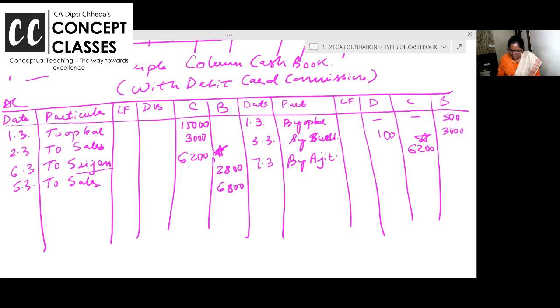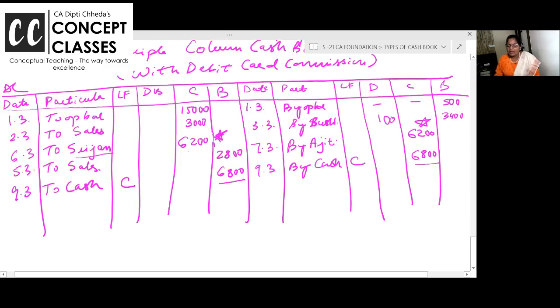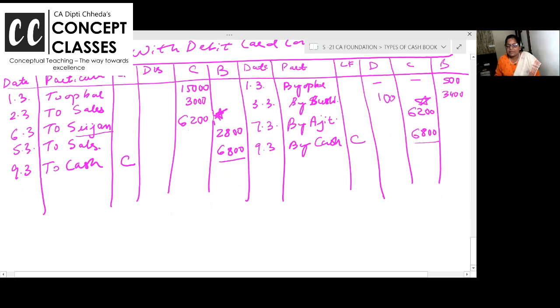6,800, it's not a check, it's money deposited in the bank. 9th of March. To cash. C, contra entry. 9th of March. बैंक में पैसे deposit हो रहे हैं. Cash is going out. Bank में deposit. It's a contra entry. Now, 10th of March, read what is the transaction.